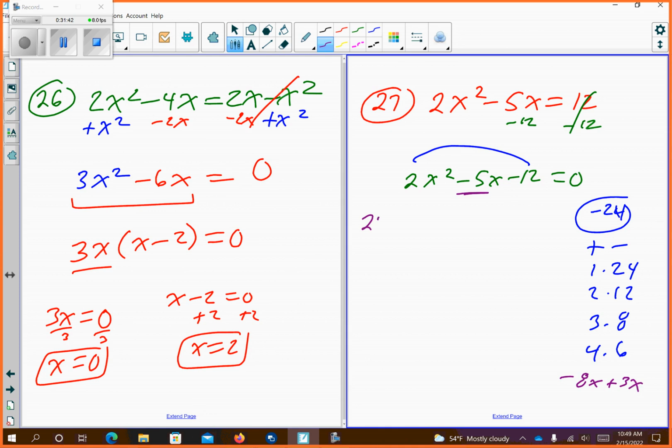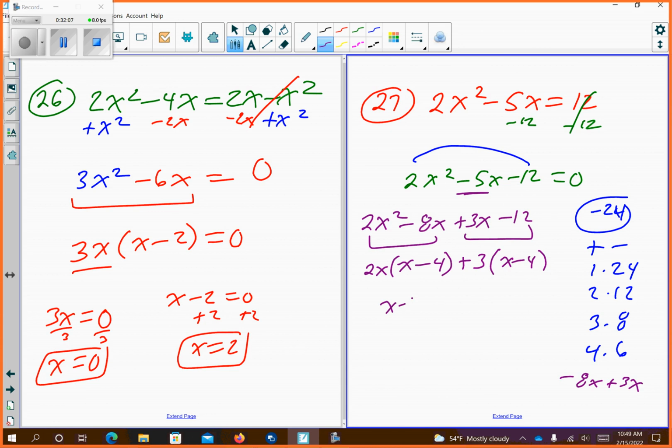So I'm going to get 2x squared minus 8x, or I could have put plus 3x. I could have flip-flopped those and it's still going to work. I can factor out a 2x of both of those. That's going to give me x minus 4. Plus sign comes down. I can factor a 3 out of both of those. X minus 4. So I'm going to get x minus 4 and 2x plus 3, and they're going to be equal to 0.